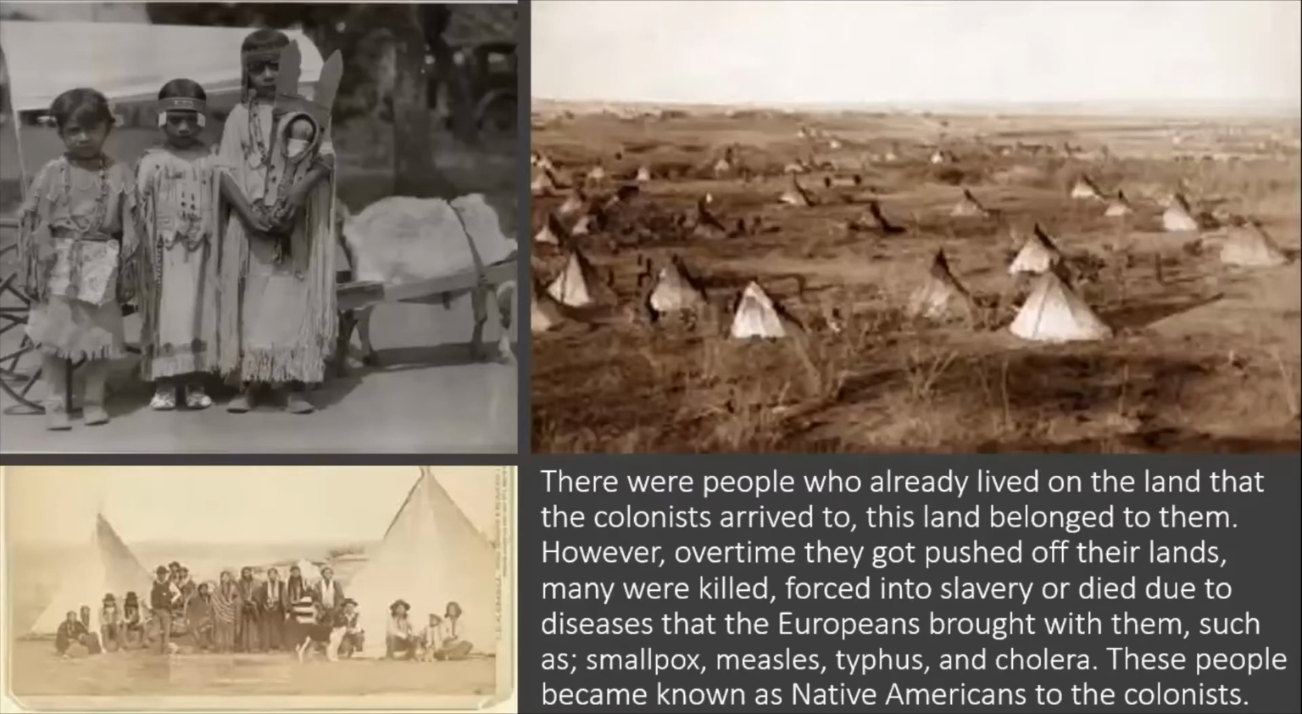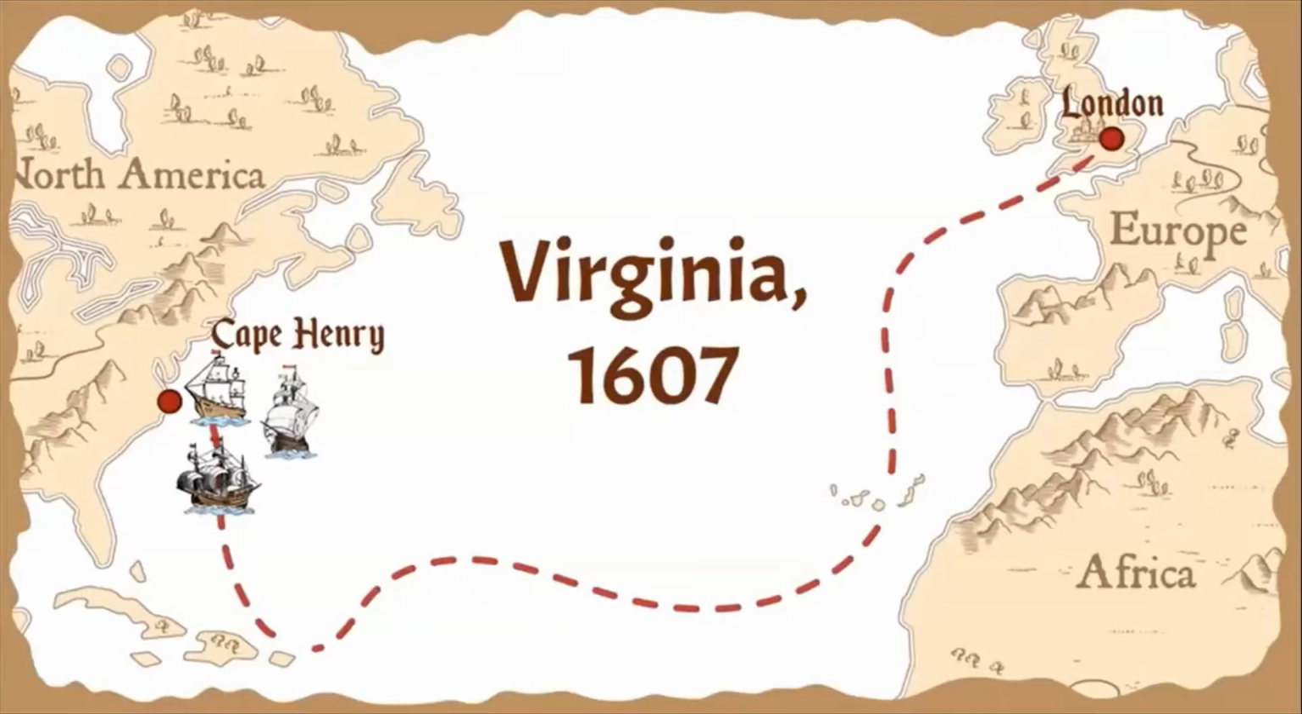There were people who already lived on the land that the colonists arrived to. This land belonged to them. However, over time, they got pushed off their lands. Many were killed, forced into slavery, or died due to diseases that the Europeans brought with them, such as smallpox, measles, typhus, and cholera. These people became known as Native Americans to the colonists.